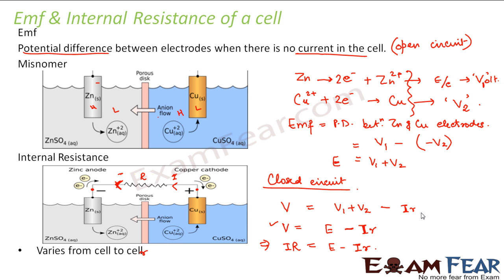So, the internal resistance is a property specific to any kind of cell. It varies from cell to cell, because the internal resistance depends on the type of electrolyte and the type of electrodes we are using, right? So it has to be different for different cells. It is negligible when E is very, very greater than Ir. If you look at this expression, your internal resistance will be negligible when this EMF is very, very greater than the voltage drop across the internal resistance.